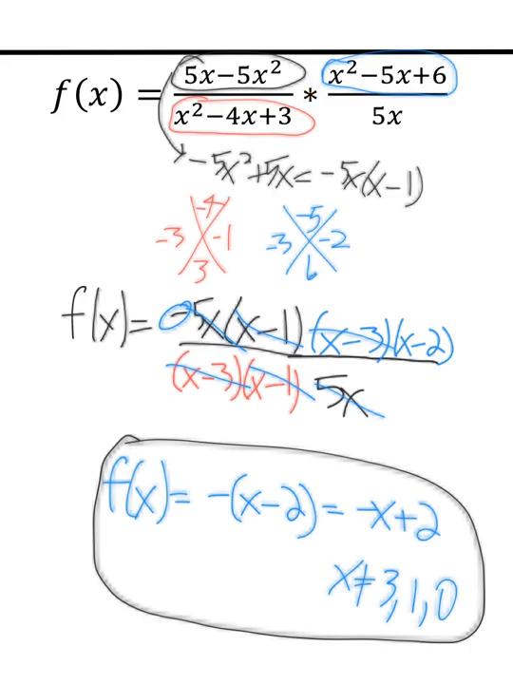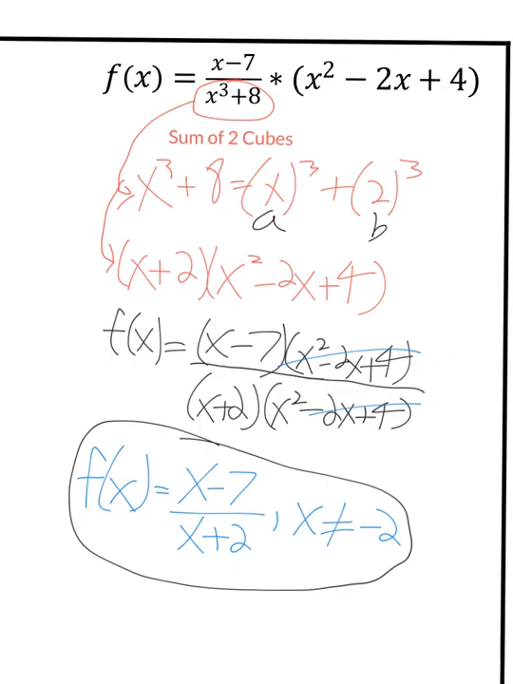It really doesn't matter. So notice how I wrote everything as one fraction, because technically that's what's happening anyway. Everything would cancel out except for this negative and the minus 2. So that gives me negative times x minus 2, which is the same thing as negative x plus 2. And don't forget to restrict your domain. X can't equal 3 here, x can't equal 1 there, and x can't equal 0 there. Okay?